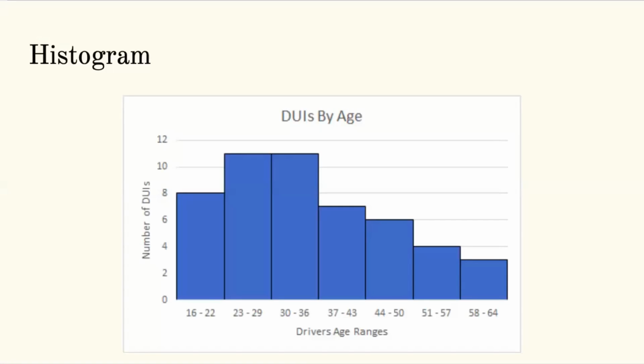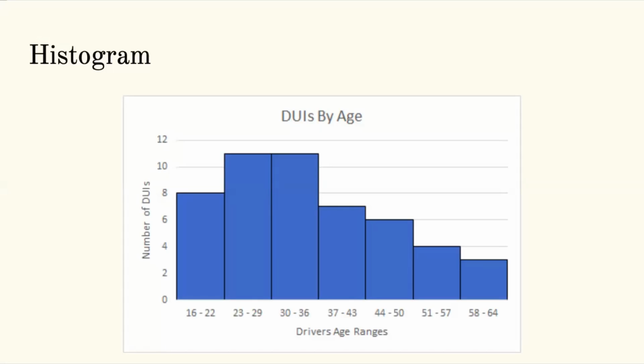Part C involves making the histogram, which represents the DUI age frequency. The vertical axis is the frequency, and the age range is the horizontal axis. Firstly, to compute the class width, you subtract the smallest data value from the largest data value, and then divide by the number of desired classes.